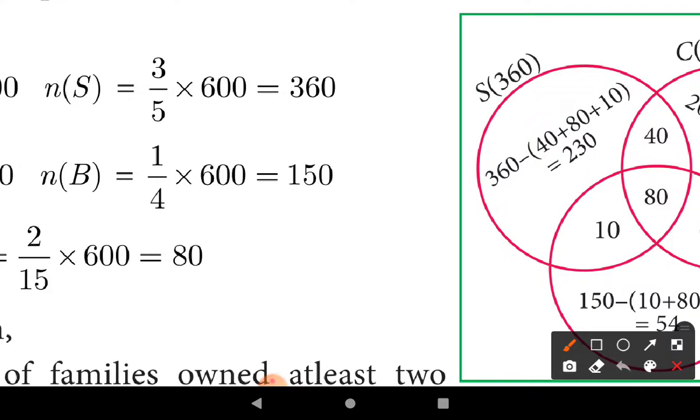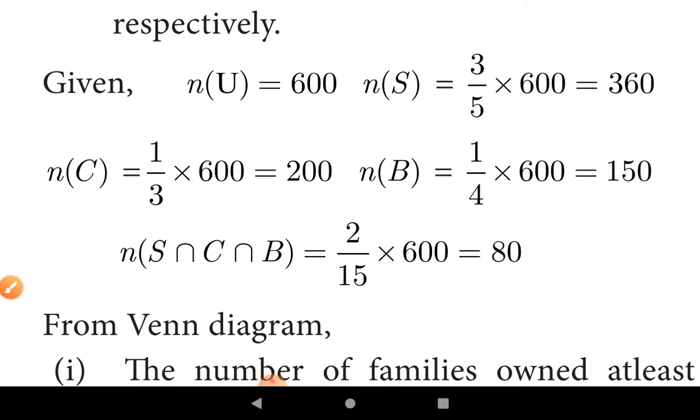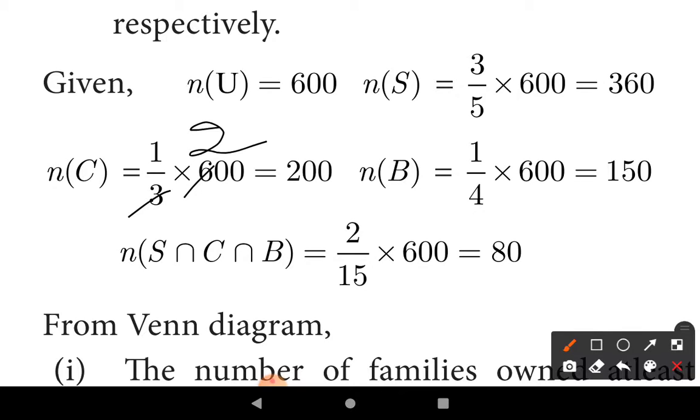So 3 by 5 into 600 is equal to 360. How did we get this? 5 ones are 5, 5 twos are 10 and the 0, so 3 into 120 gives 360. And number of cars, same formula, 1 by 3 into 600: 3 twos are 6, so 200. Next, same formula for bicycle: 4 ones are 4, 2 remaining, 5 fours are 20, 0, so 150.